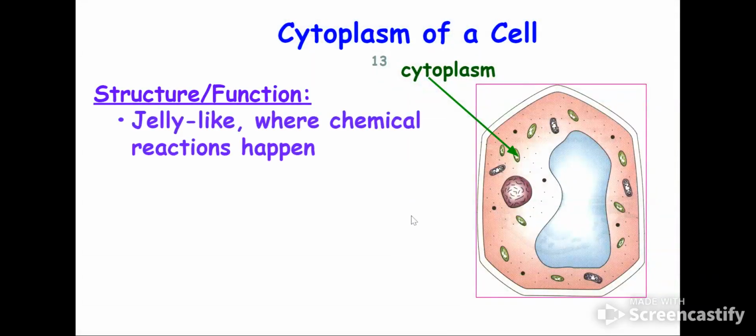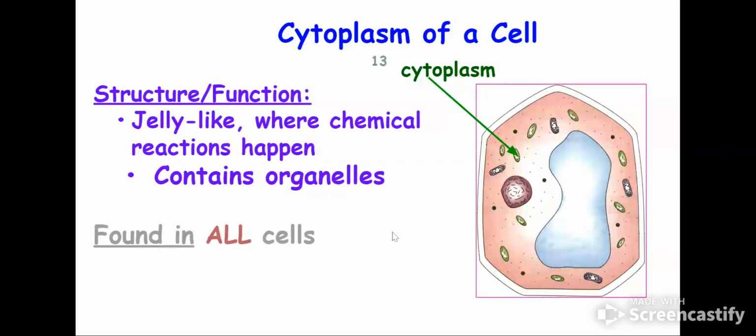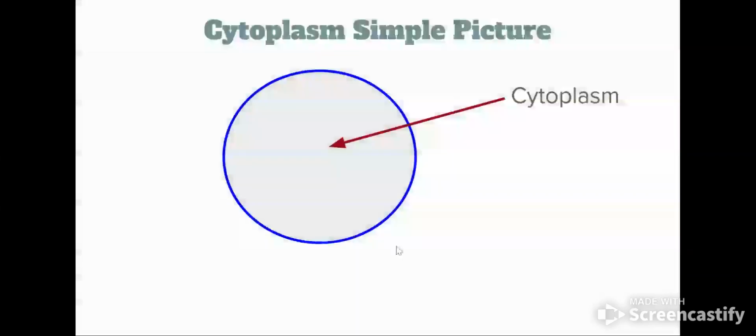Cytoplasm is jelly-like. It's where all of the chemical reactions of a cell happen, and it contains the organelles, meaning all of the cell parts. It's found in all cells. So whether you are prokaryote or eukaryote, if you are living, you have cytoplasm. In a picture, if you have a cell, you're just pointing to the inside stuff. That's your cytoplasm.